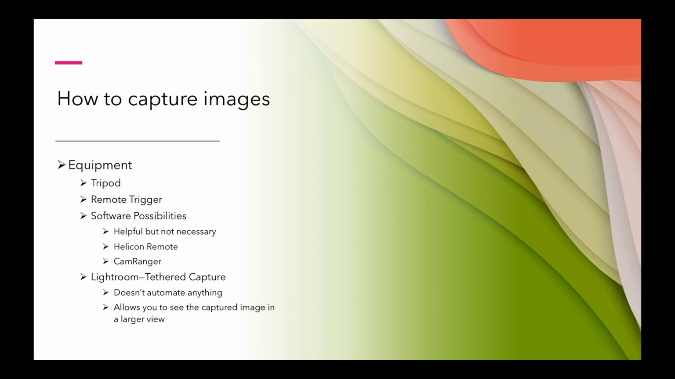And then, while you don't have to have a remote trigger, it's good photo technique to use one when you're on a tripod, whether it's wired or wireless. Now, if you don't have one, you could use a self-timer. I find that that works fine.